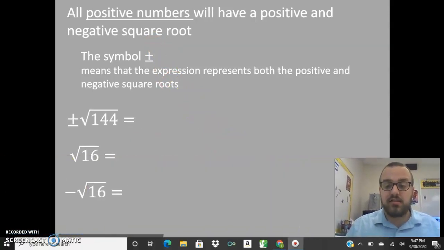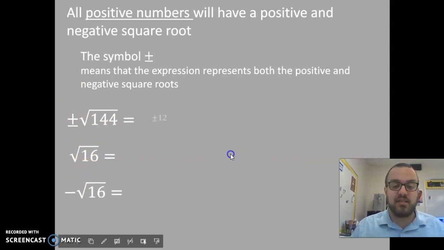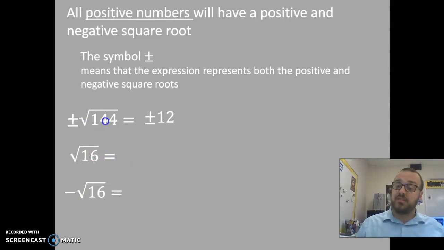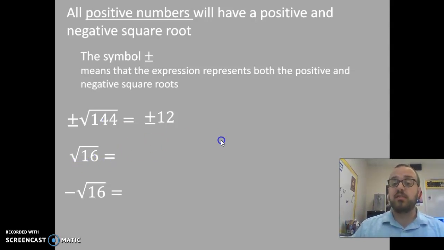Okay, so here are 3 different examples. I have the plus or minus square root of 144, the square root of 16, and the negative square root of 16. For the plus or minus square root of 144, I'm asking you for the primary and secondary root, so you'd list positive and negative 12. When I just say the square root of 16, I'm only asking for the primary root, and when I say negative square root of 16, I'm only asking for that secondary root, okay?